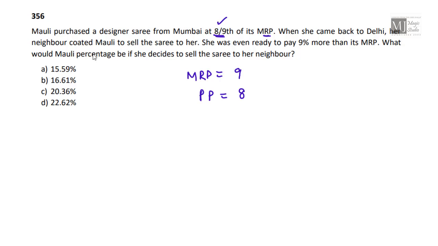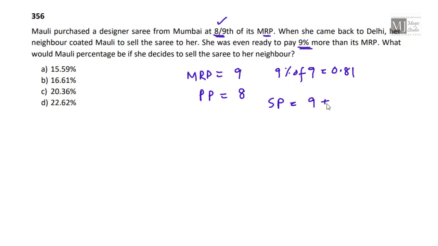When she came back to Delhi, her neighbor asked Molly to sell the sari to her. She was even ready to pay 9% more than the MRP. Now, how much is 9% of 9? That is 0.81. 9 into 9 by 100, 0.81. Okay, so what would Molly's profit percentage be if she decides to sell the sari to her neighbor?